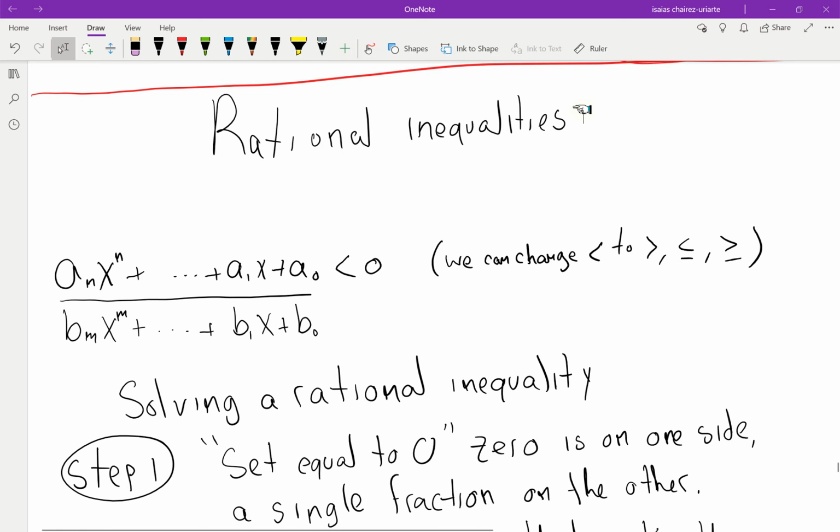Okay, this is section 1.7, part 2. In part 1, we solved polynomial inequalities. In this second part, we're going to be solving rational inequalities. Okay, what's a rational inequality?